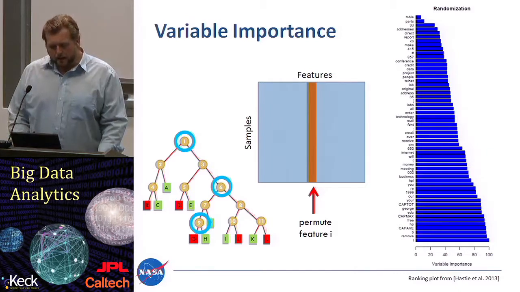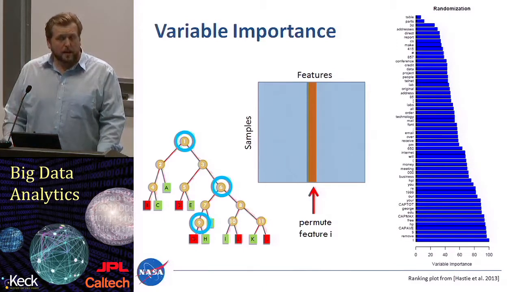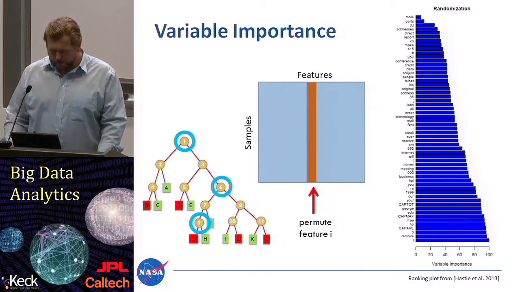So for these tasks, this variable importance measure, which comes very cheaply computationally, is an enormously important ability of random forests.